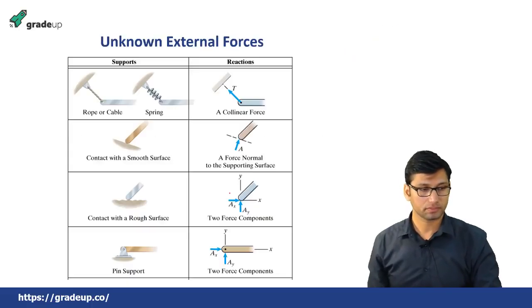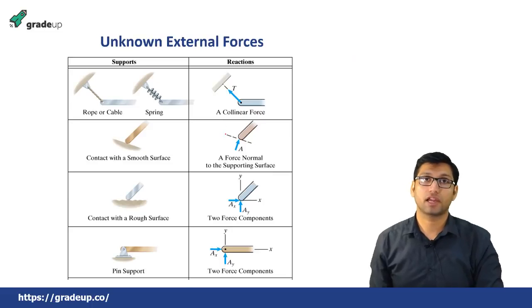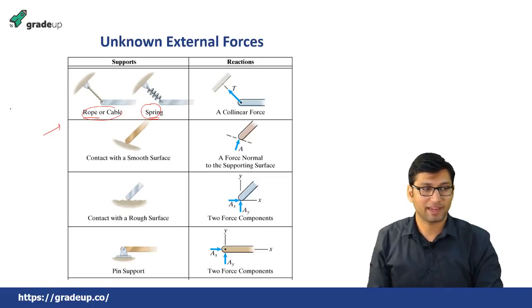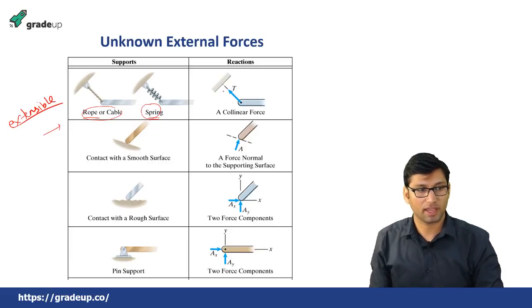Okay, so let us see what are the different kinds of external forces acting on a body. Suppose that there is a rope, cable, or spring. These are all extensible parts of mechanical components, and they are used to offer a reaction.